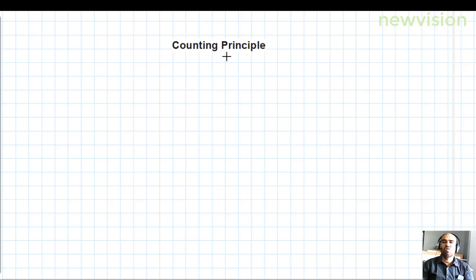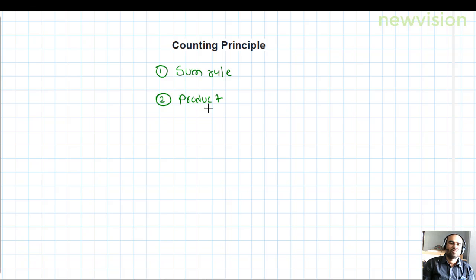Okay, students, counting principle. In this chapter, we have two types of counting principles. One is called sum rule, and another is called product rule. First of all, I want to explain about product rule. After that, sum rule.